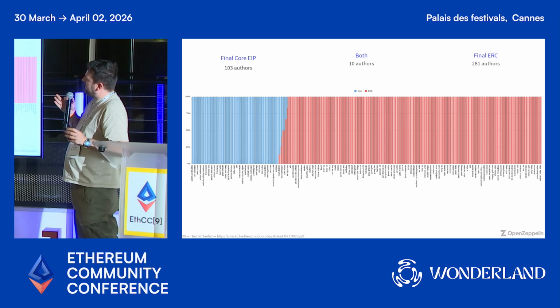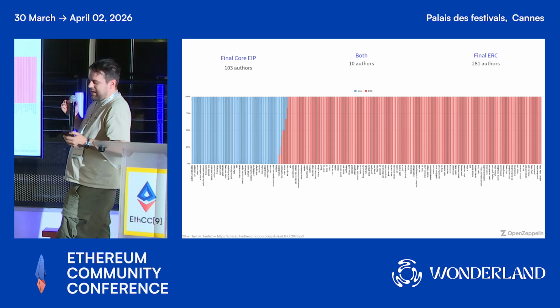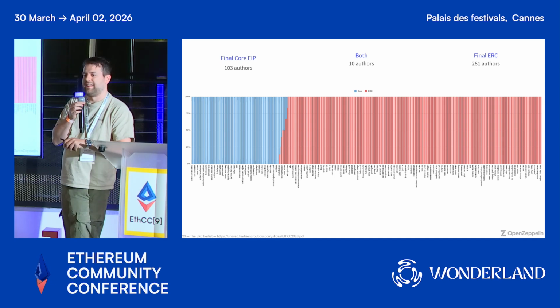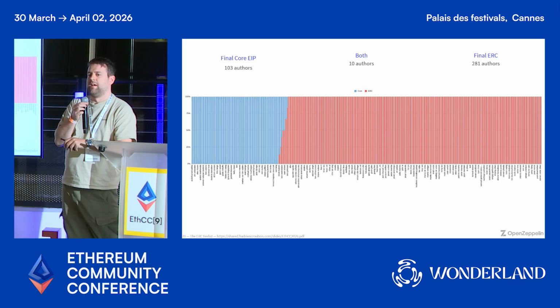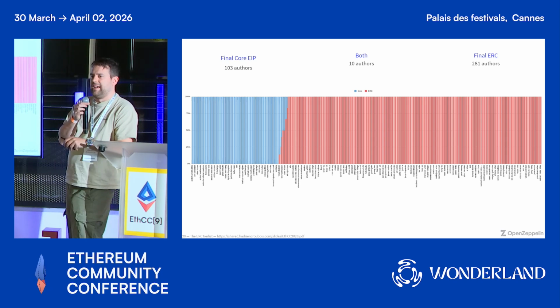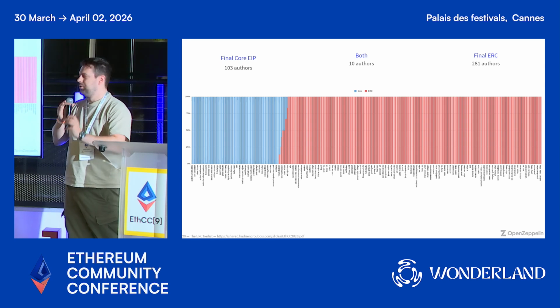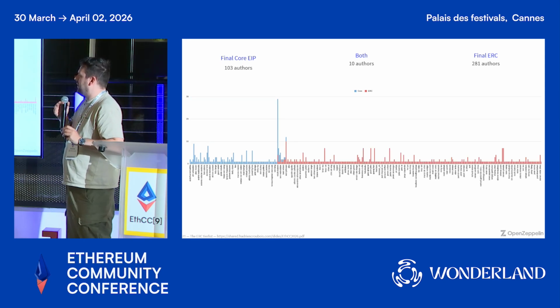Maybe the EIP side grew a bit in proportion. And if you look at the intersection, it's only 10. So in our entire space, only 10 individuals have written both final core EIPs and final ERCs. I think this really shows that those are two very different communities.